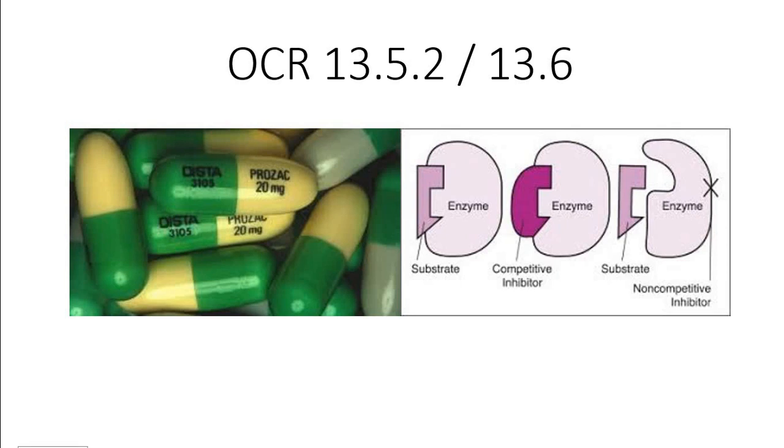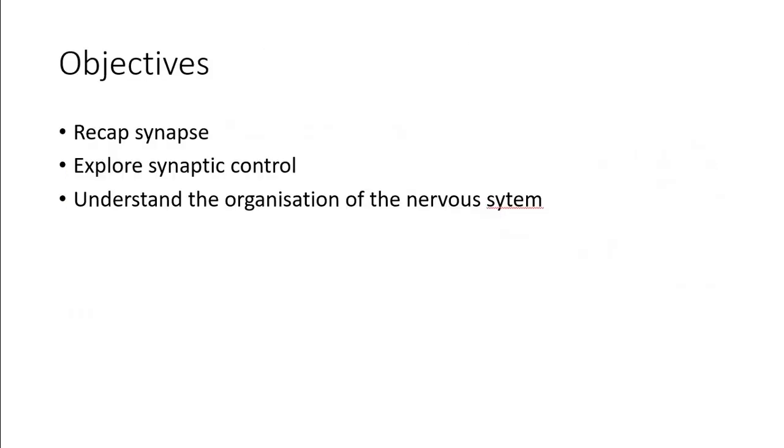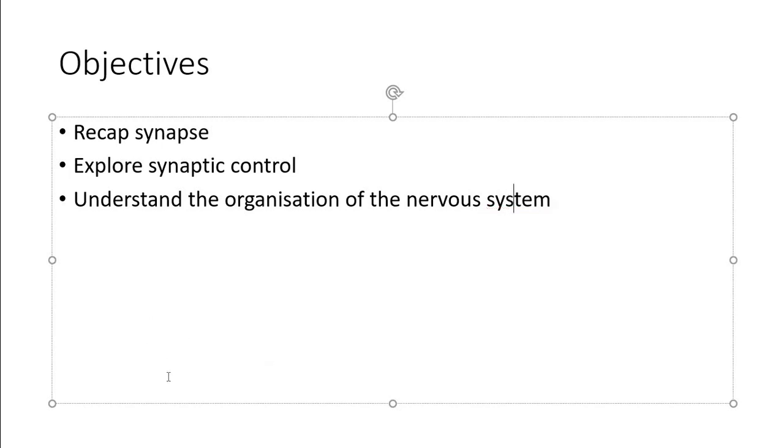We're going to finish off Synapses, which is 13.5, so the second half, and then we're going to go to 13.6, which is Organisation of the Nervous System. So in this lesson we're going to recap Synapses. We're going to look at how we control synapses and the use of drugs and inhibitors, and we're going to look at what the body does and then artificial ways to change that, and then we're going to look at the organisation of the nervous system itself.